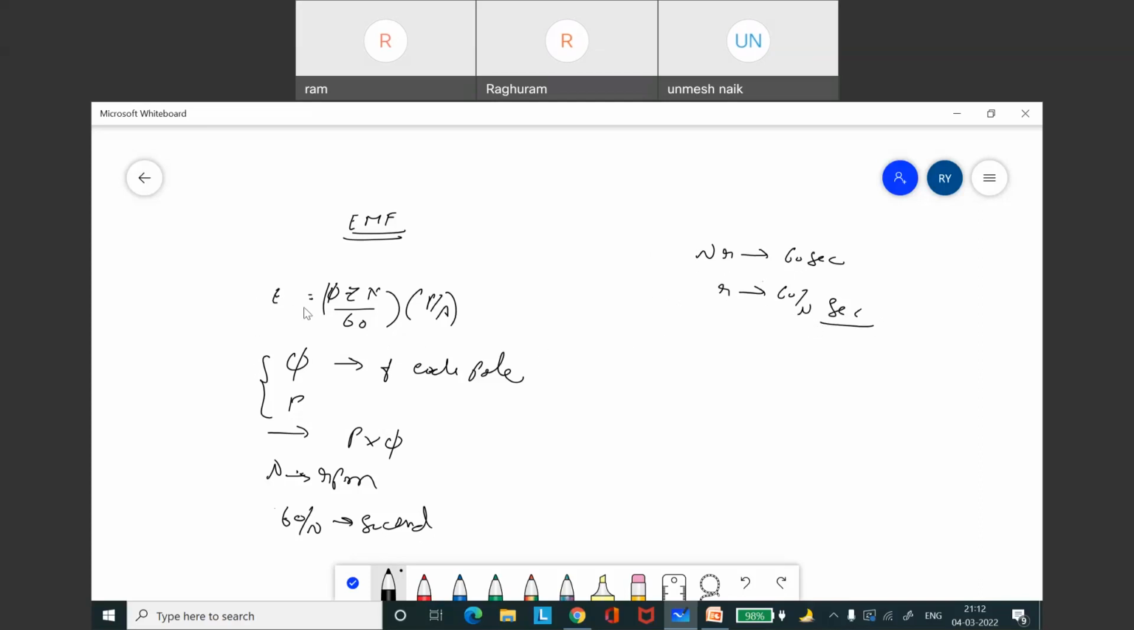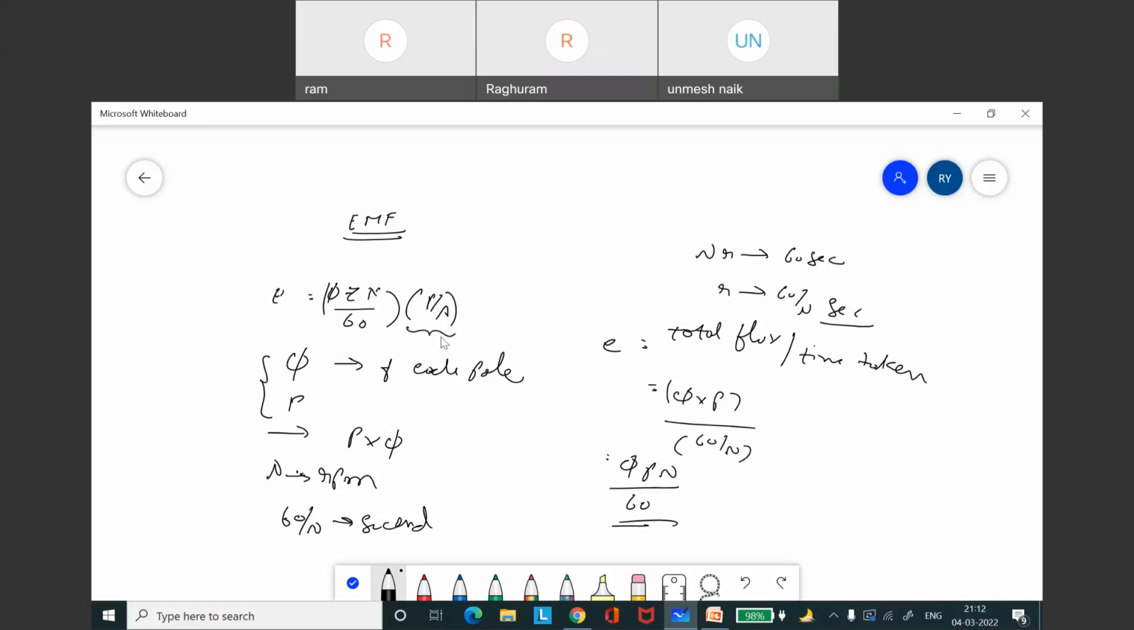Now let E be the EMF. That is generally given by total flux by time taken. So total flux is φ into P, and time taken is 60 by N. Getting φPN by 60, right? That is how we got the P by A.